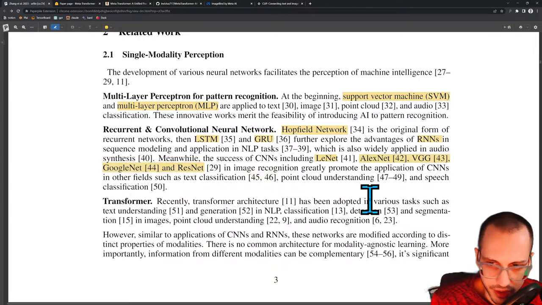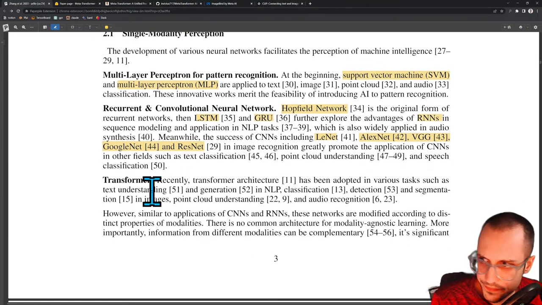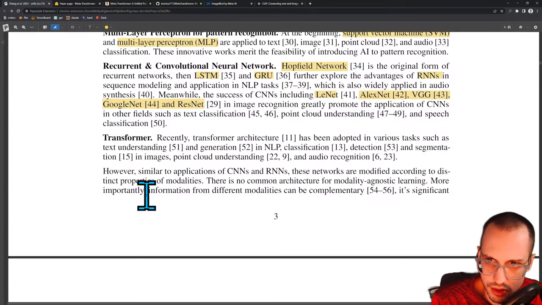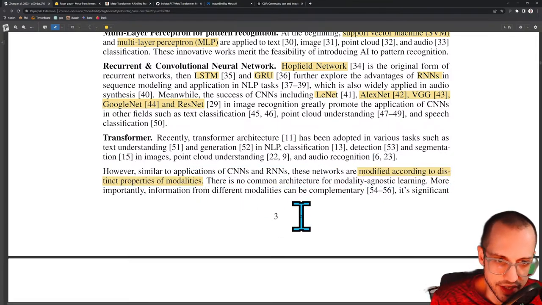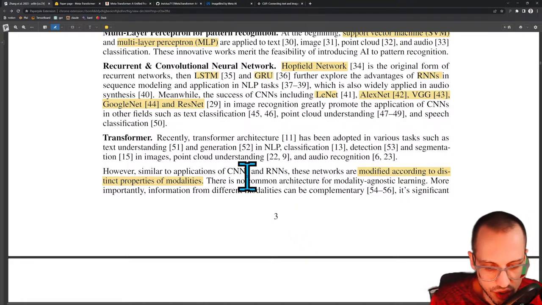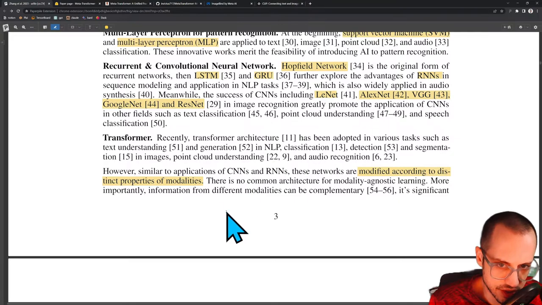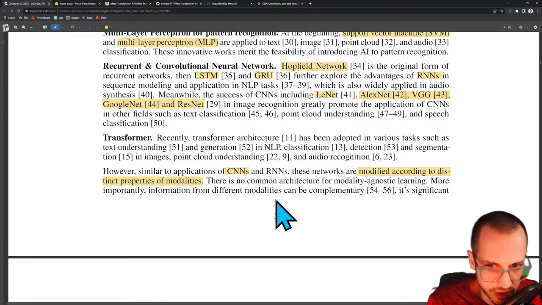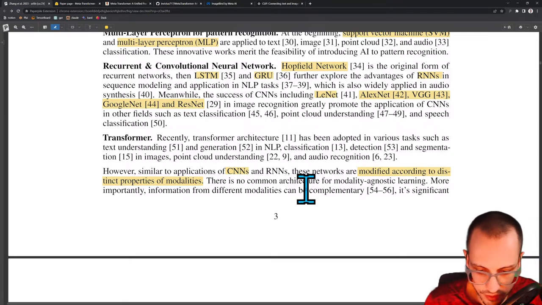Text classification, point cloud understanding, speech classification. Transformer architecture has developed various tasks such as text understanding, segmentation, audio generation. Similar applications of CNNs and RNNs, these networks are modified according to distinct properties and modalities. It's not just that they're modified, it's that the architectures themselves encode the priors that are useful for that modality. So ConvNets have a spatial invariance prior that allows them to work very well on images where spatial invariance is important, right?